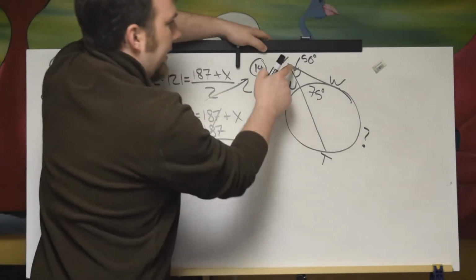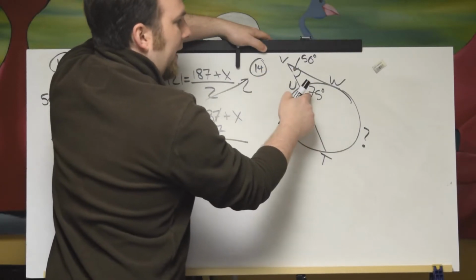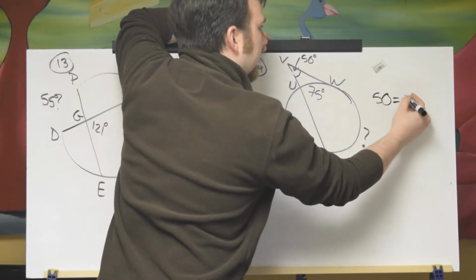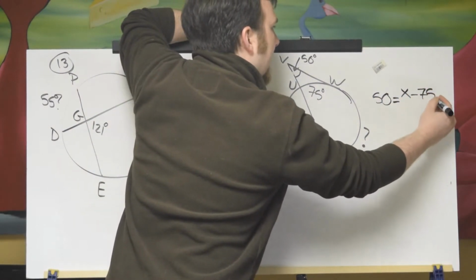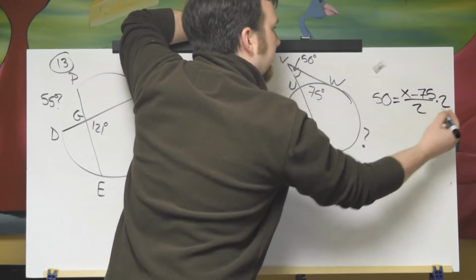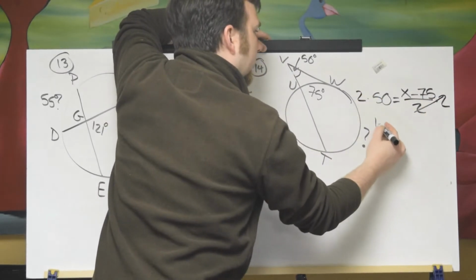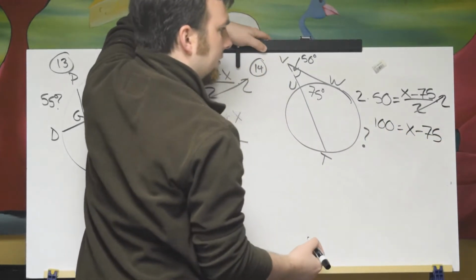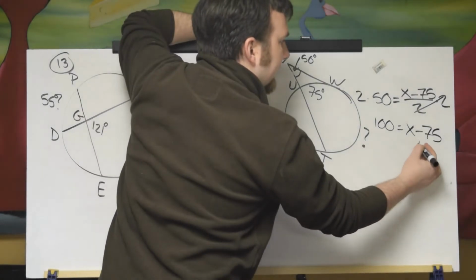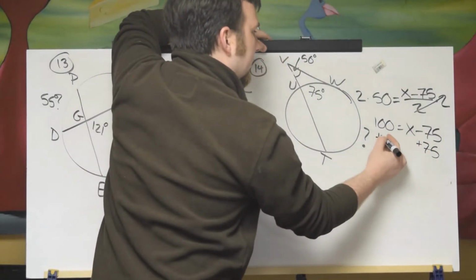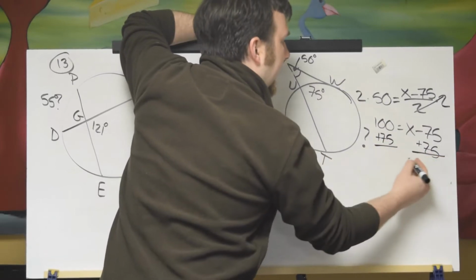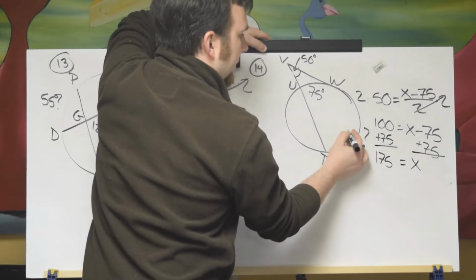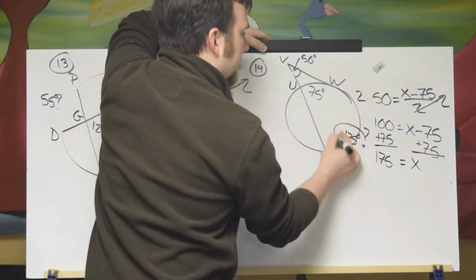Number 14, exterior angle equals the big arc minus the little arc over 2. So 50 equals x minus 75 over 2. Multiply by 2. So 100 equals x minus 75. And we're going to add 75 to both sides. And x, that big arc, is 175. 175 degrees.